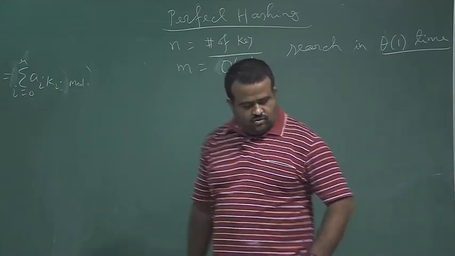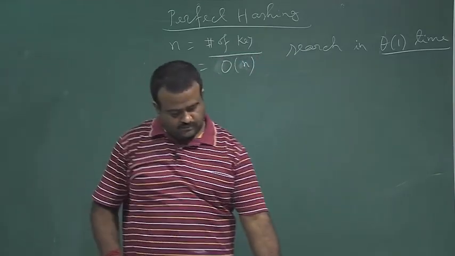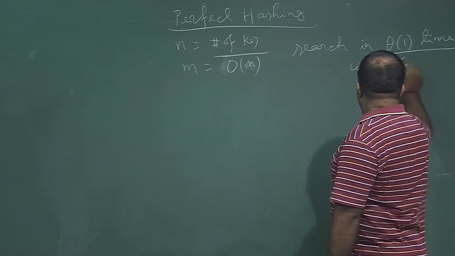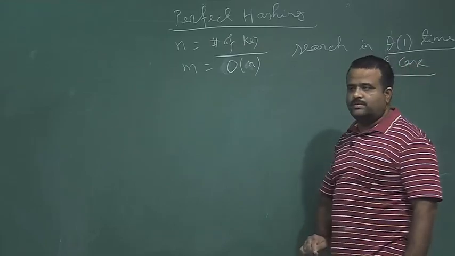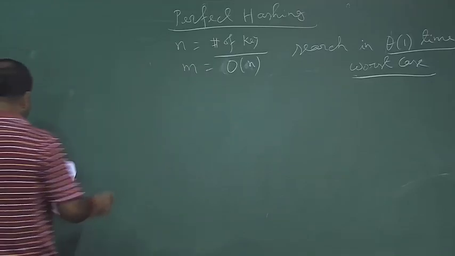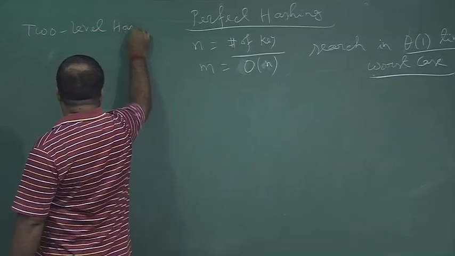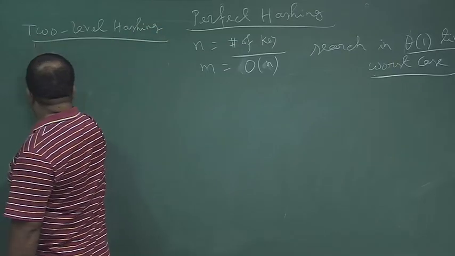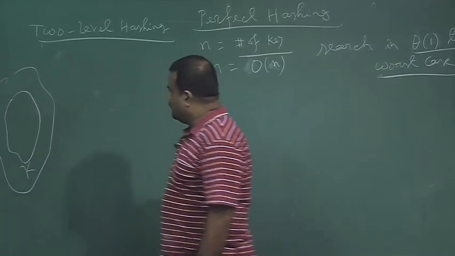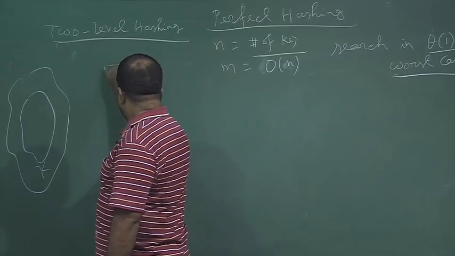This is basically two-level hashing. In the worst case, we should be able to search in constant time, guaranteed. So, the idea is to do the two-level hashing. Here we have a set of keys which is fixed, and we are not allowing any change over here.